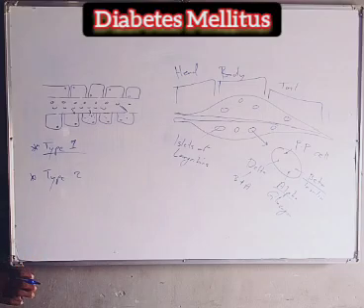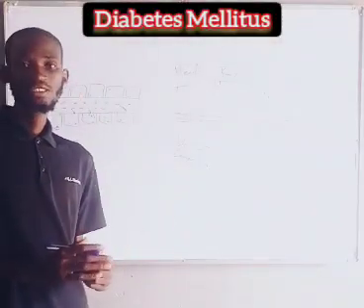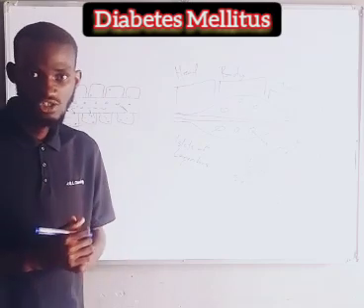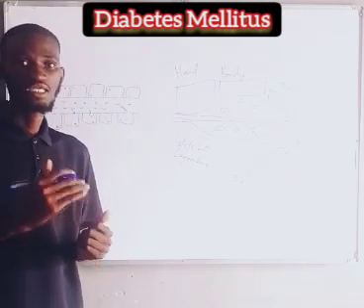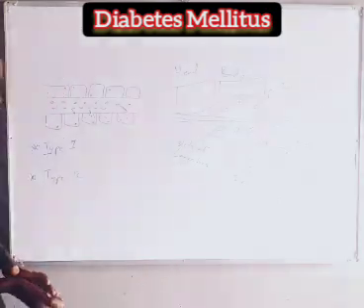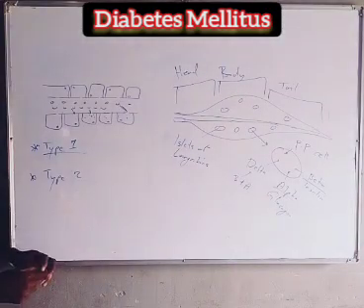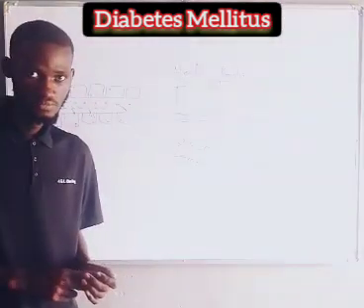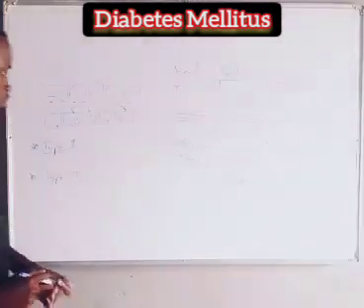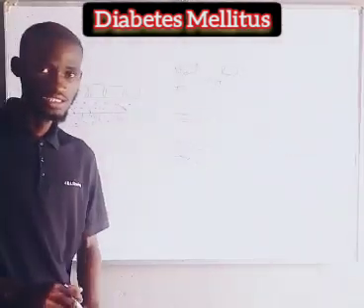The other thing that we have to take note of is the fact that type 2 diabetes also has a genetic history, meaning that it has a tendency of running in families. And mainly it affects people that are over the age of 30. So this is about the two classifications of diabetes mellitus.